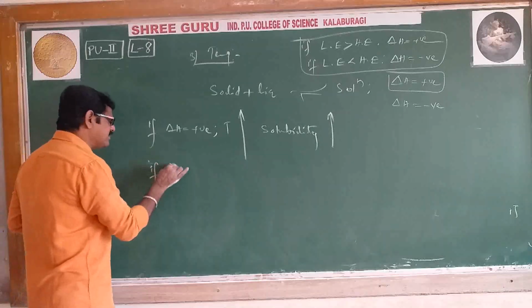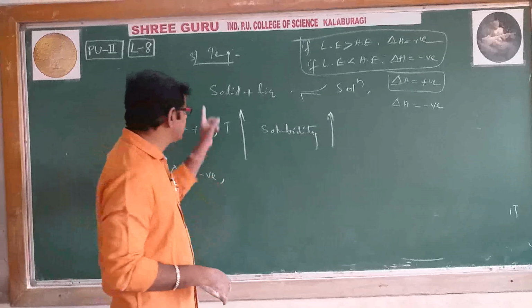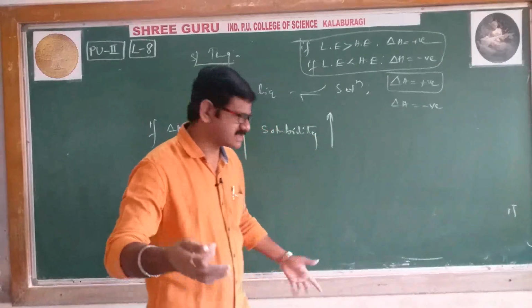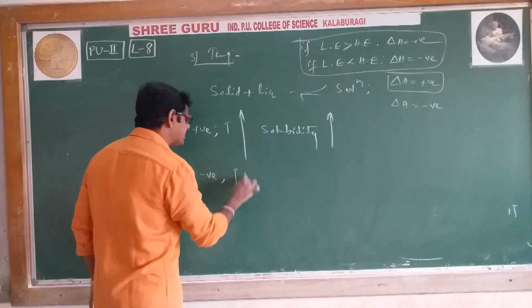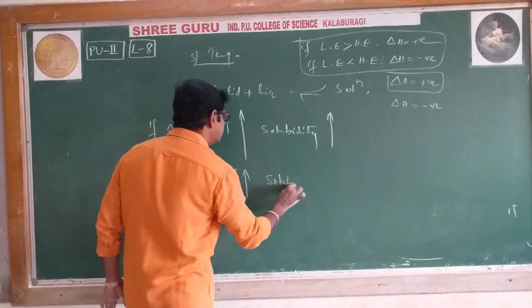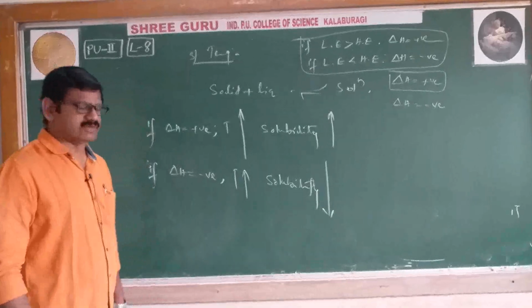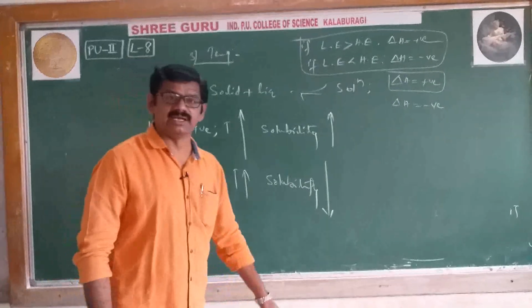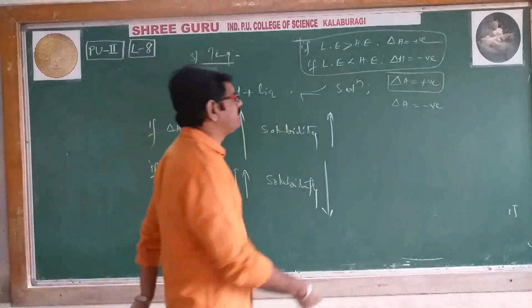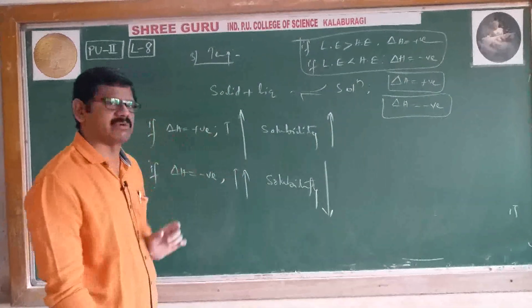Vice versa, if delta H is negative, that means the forward reaction is an exothermic process, then what happens? If temperature increases, solubility decreases. That's it. Both you have to remember, because here anything can happen. It is not fixed, remember. But these conditions you have to remember.